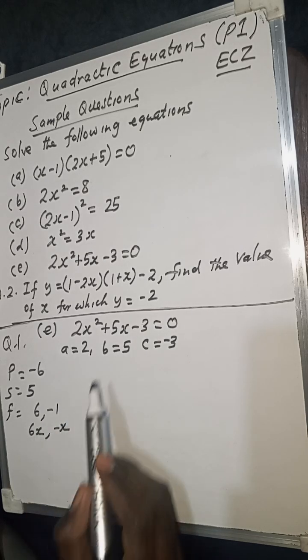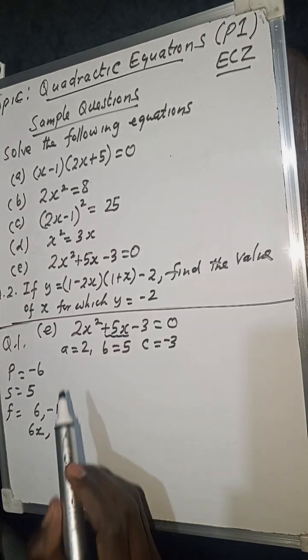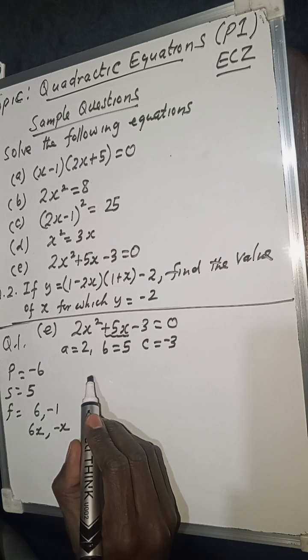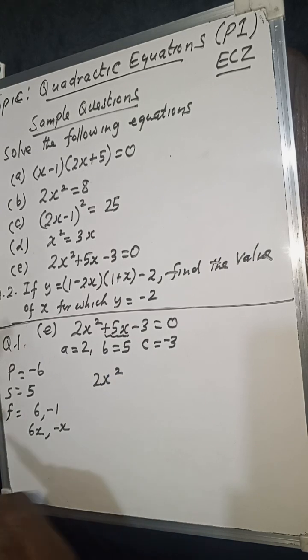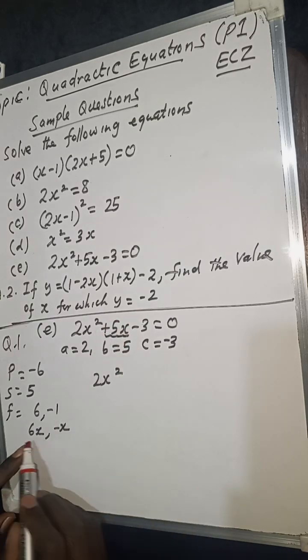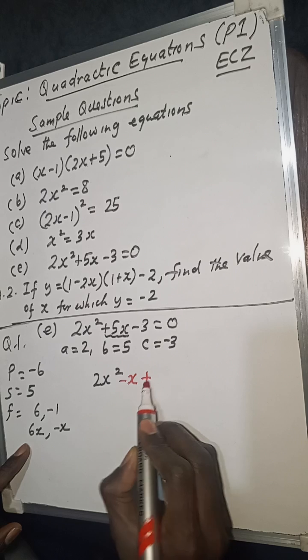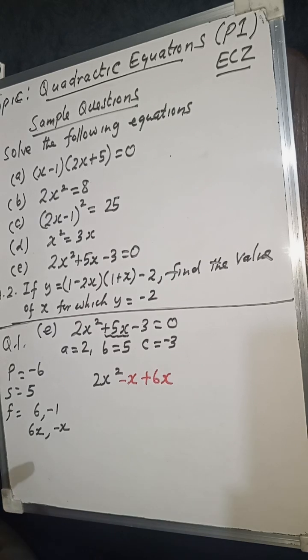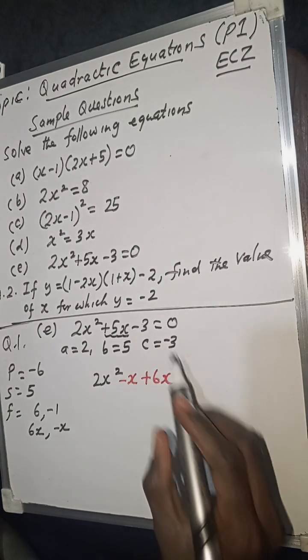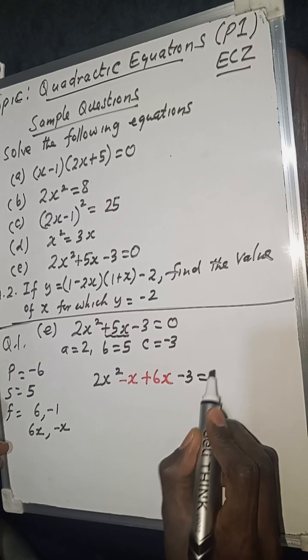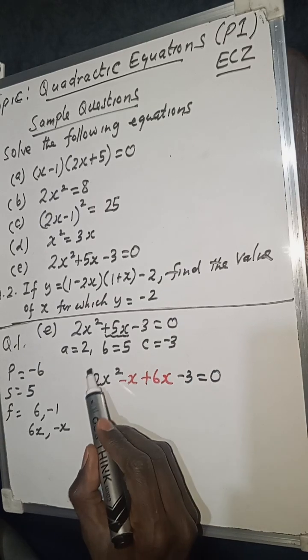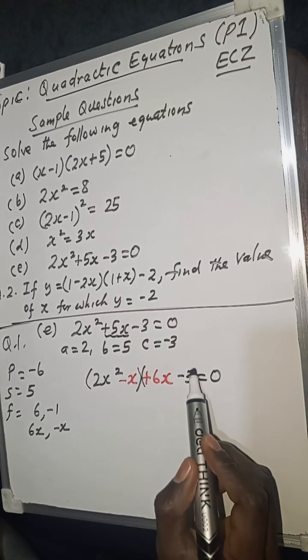Why are we finding this? We are replacing the middle term. So get the first term, return it to 2x squared. Then the middle term, you replace with these factors, so it can be minus x plus 6x. Then again, you return the last term, the constant, minus 3 is equal to 0. So what do we do next? We group and we factorize.